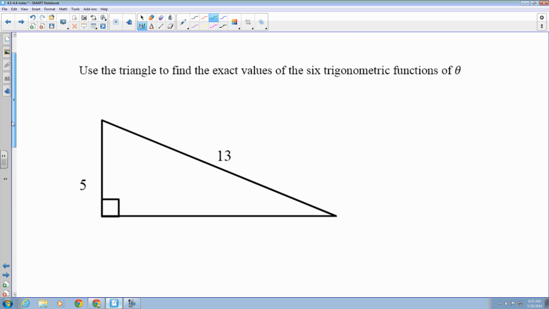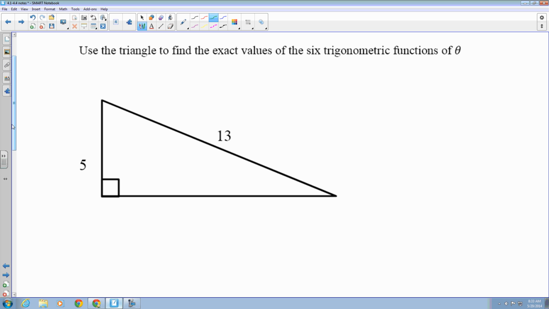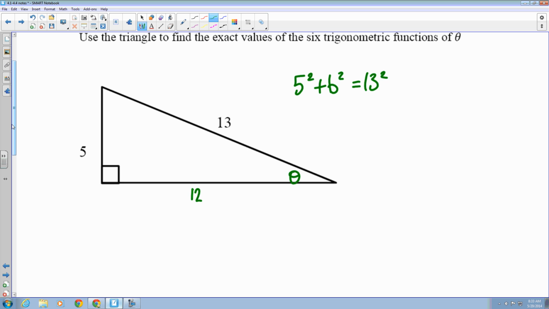Use the triangle to find the 6 trig functions. So again, theta would be down here. Have to find that third side. If you recognize this already, this is a Pythagorean triple. Just like the last one was a Pythagorean triple, our third side is 12. If you're not recognizing that, you would set up 5 squared plus b squared equals 13 squared and solve it for b, and you would get 12.